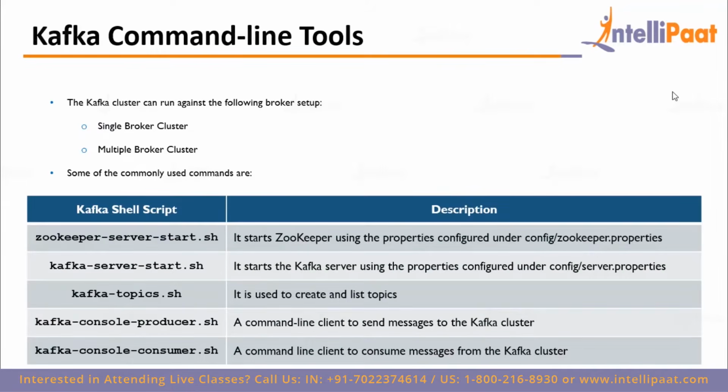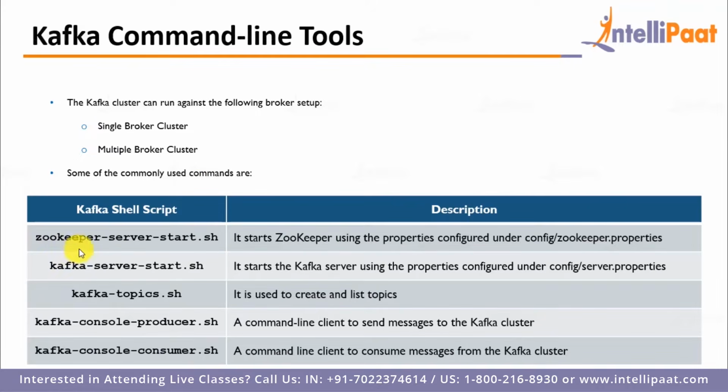Right, so now let's go ahead and look at some Kafka command line tools. So the Kafka cluster can run against the following broker setups. So we can either have a single broker cluster or we can have a multiple broker cluster. So in a single broker cluster, we just have a single broker which would serve all of the requests. And when we have a multiple broker cluster, what happens is the load is divided across all of these multiple brokers. And these are some of the commonly used commands.